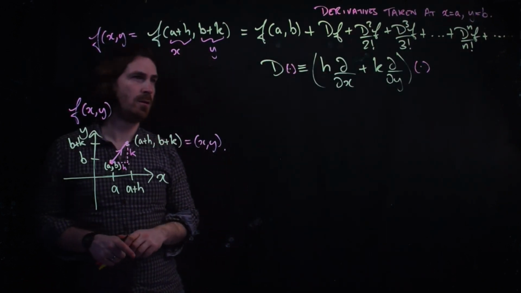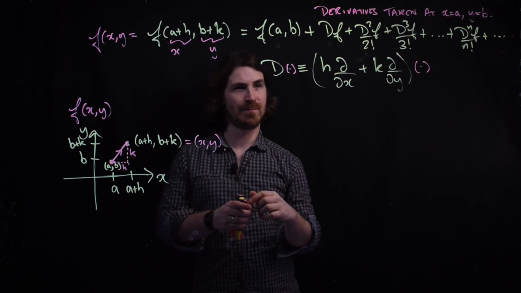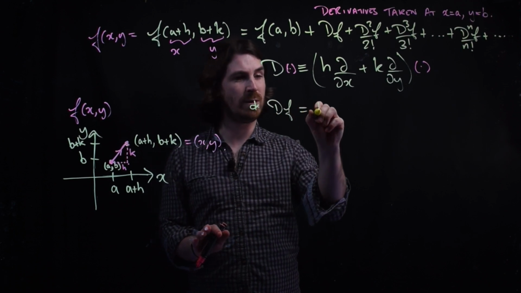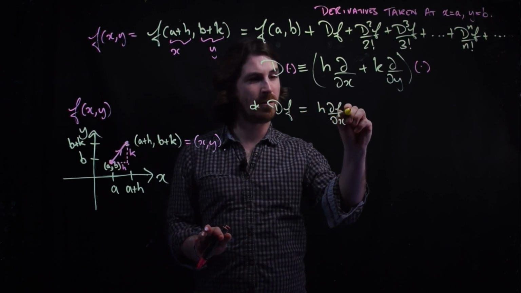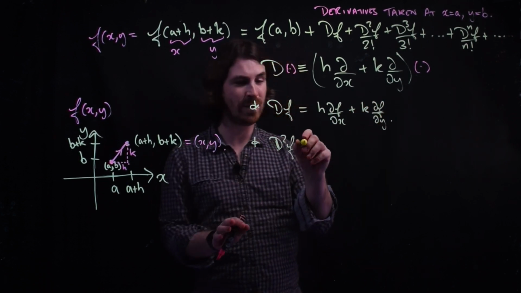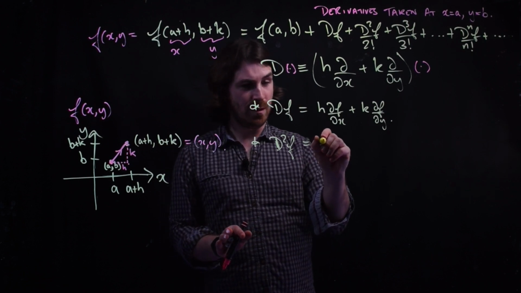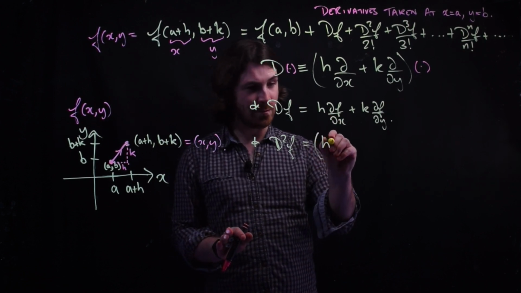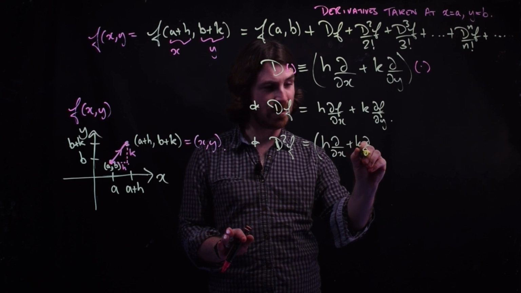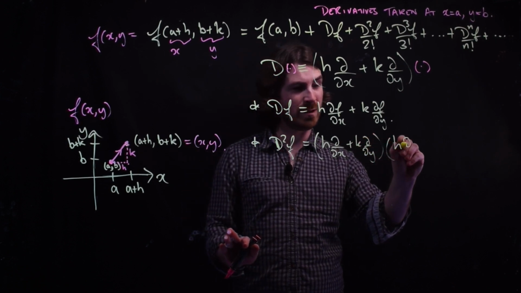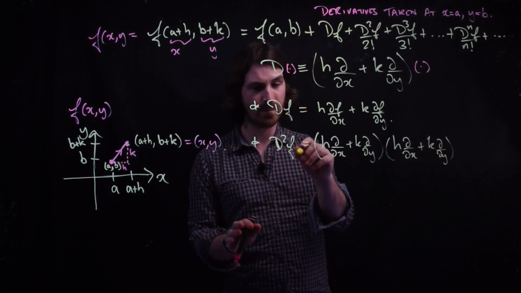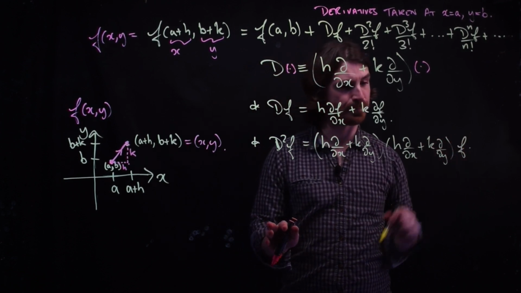Okay. All right. So what do these terms look like? Okay, so df is equal to h df by dx plus k df by dy. What does d2f look like? It's this thing kind of squared, in inverted commas, (h d by dx plus k d by dy), and another one, (h d by dx plus k d by dy). Okay, and this acts on f.